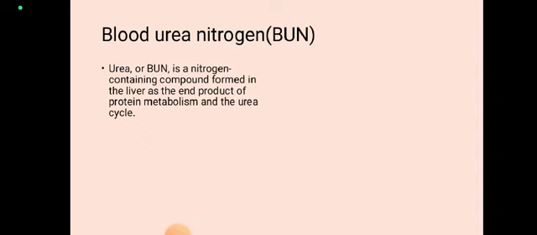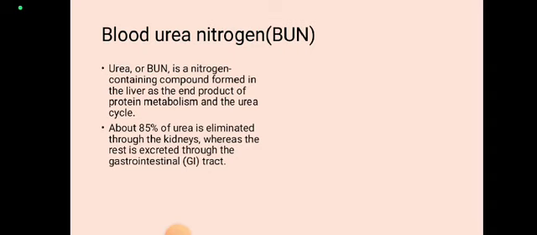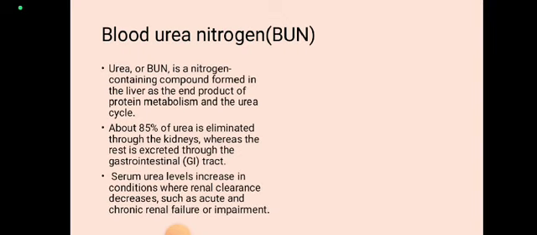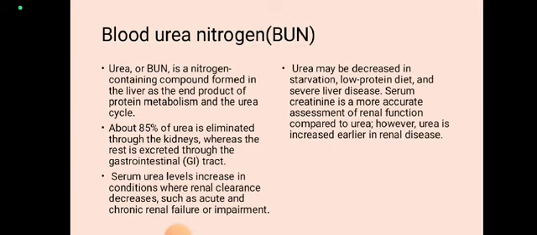Urea or BUN is a nitrogen containing compound formed in the liver as the end product of protein metabolism and the urea cycle. About 85% of urea is eliminated through the kidneys, whereas the rest is excreted through the gastrointestinal tract. Serum urea levels increase in conditions where renal clearance decreases, such as acute or chronic renal failure or impairment. Urea may be decreased in starvation, low protein diet, and severe liver disease.